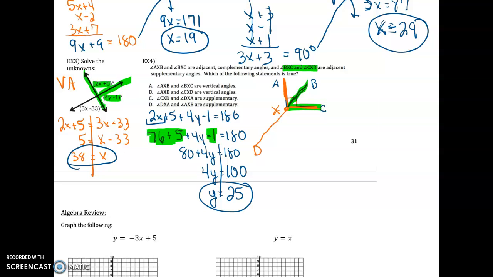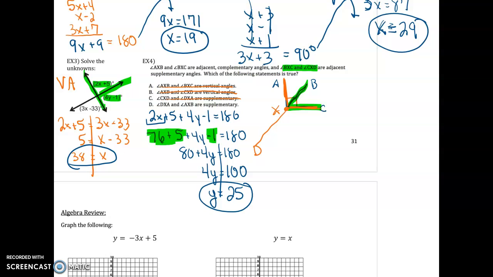Okay. All right. So are AXB and BXC vertical? So I'm looking at this angle here and this angle here. Nope, they're not. Are AXB, so this angle, and CXD vertical? I would probably say no, they're not. Then I have CXD, which is this big obtuse angle here, and DXA. Are those supplementary? No, they're not. That's way too much.